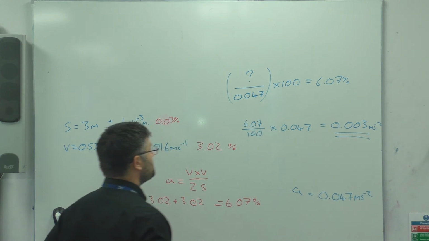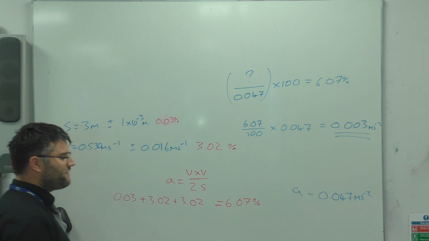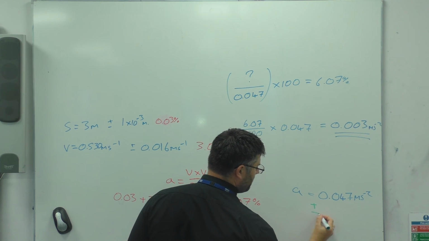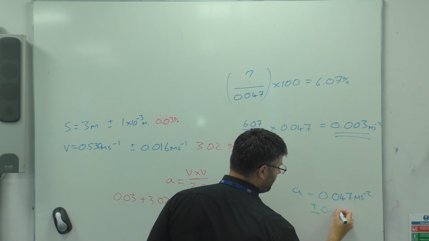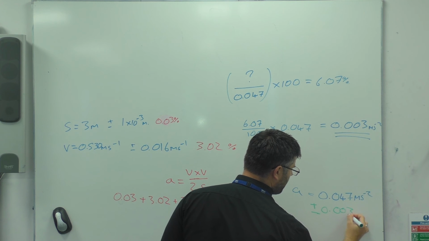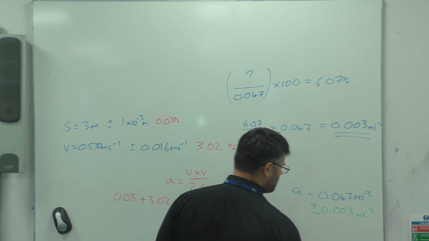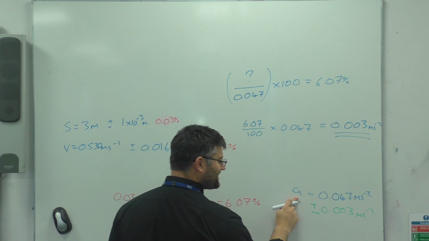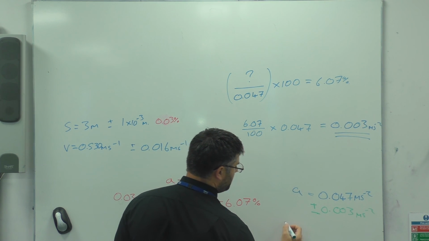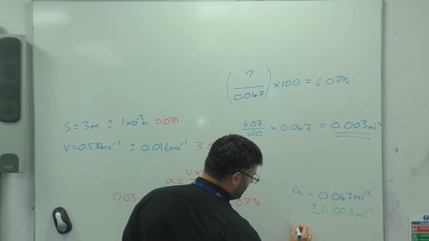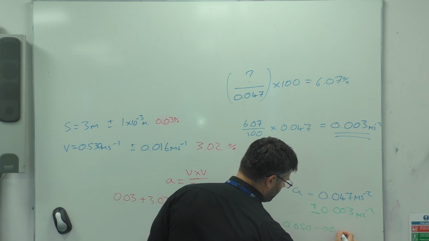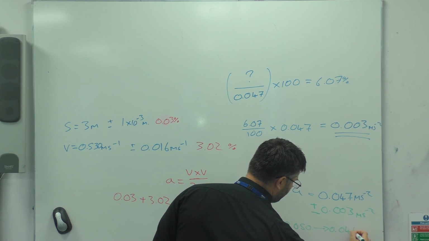Now that means, overall, that our acceleration is plus or minus 0.003 meters per second to the minus 2. Suggesting that the value for my acceleration for the experiment I showed you could be anything from 0.050 to 0.044.